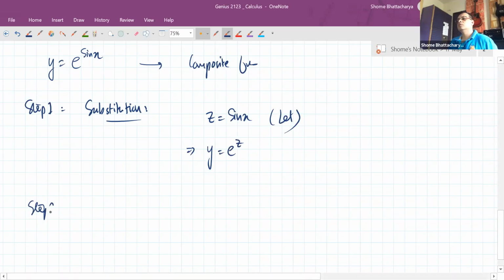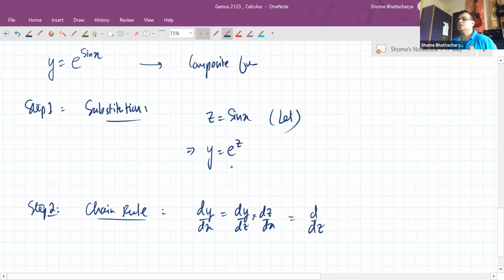Then our step 2 is the application of chain rule. The statement of chain rule is that dy by dx is equal to dy by dz into dz by dx. You can see it's a chain of two links. One link is y with respect to z, and the other link is z with respect to x. So we are establishing the link between these two. Now substitute this. Differentiation of y with respect to z, where y was e raised power z, is multiplied with dz by dx, and z is sine x, so that is the differentiation of sine x. So this becomes e raised power z into cos x.